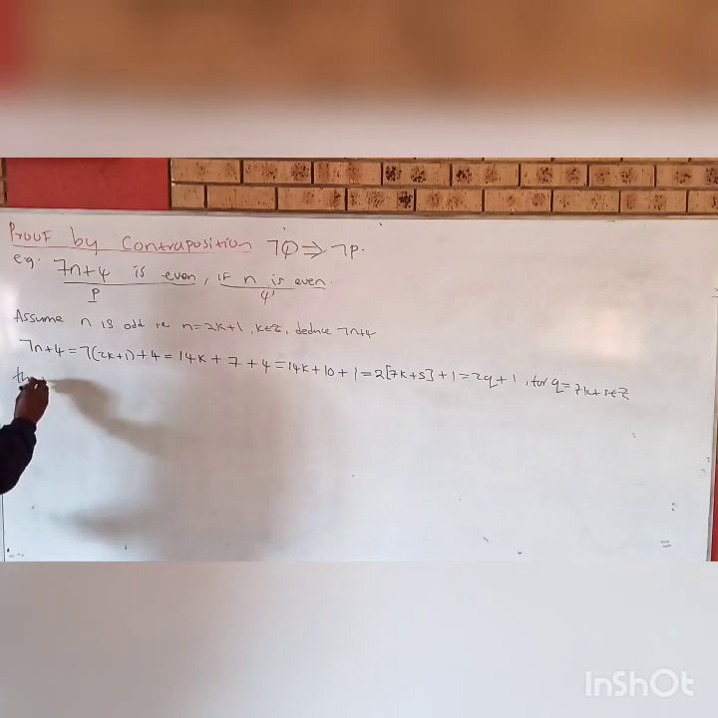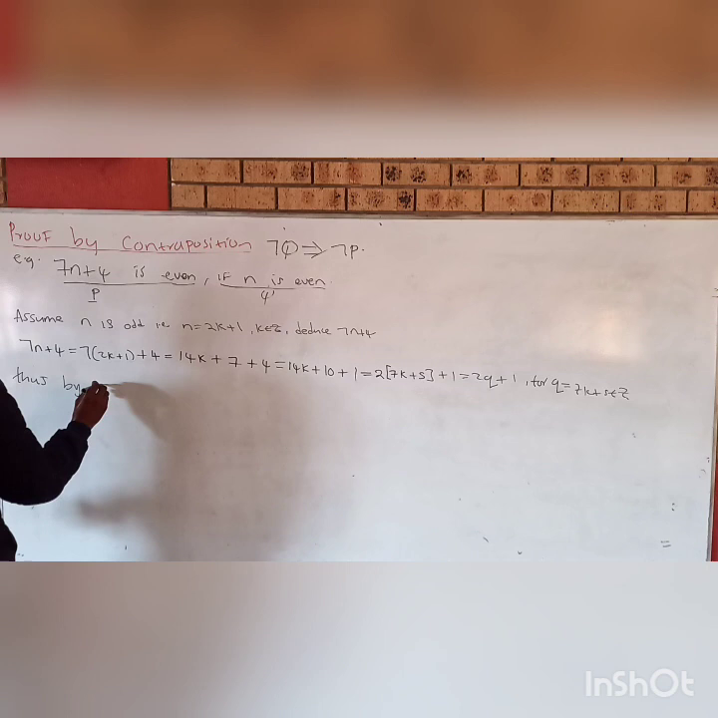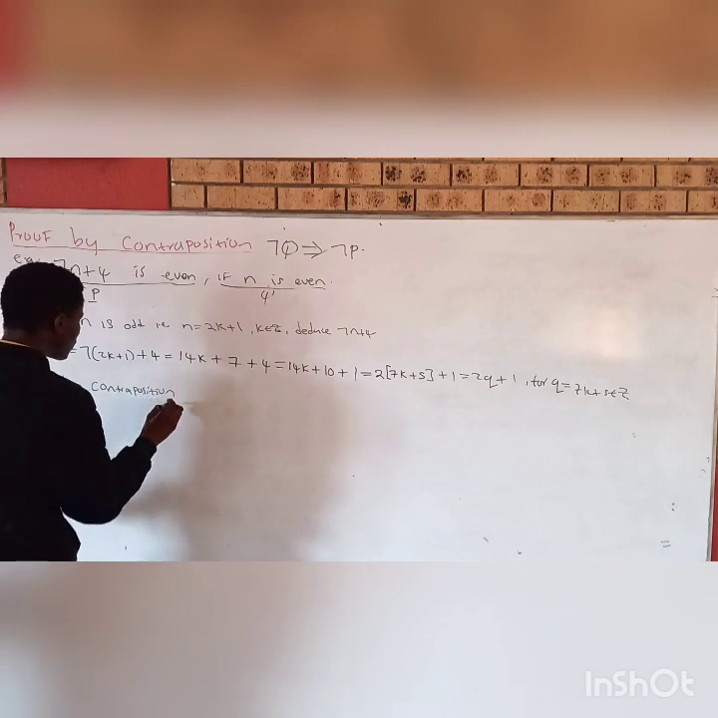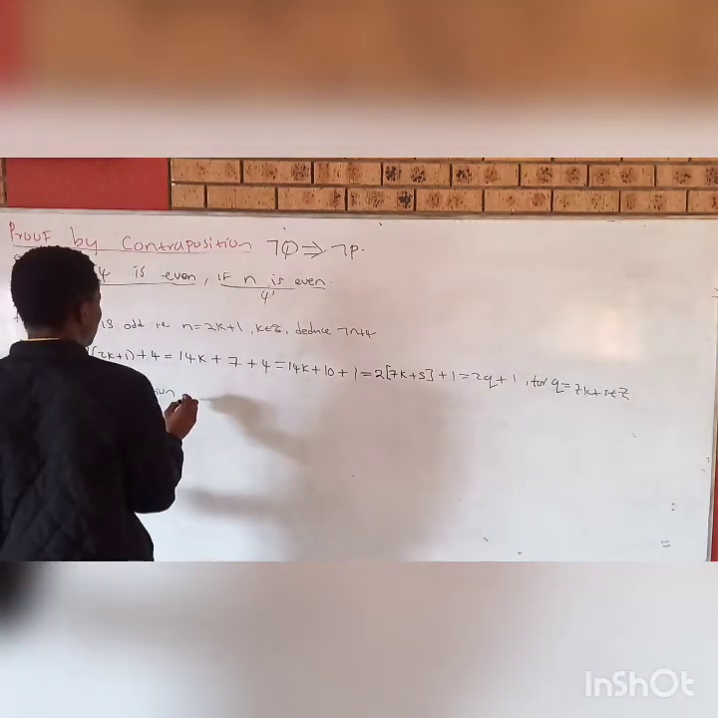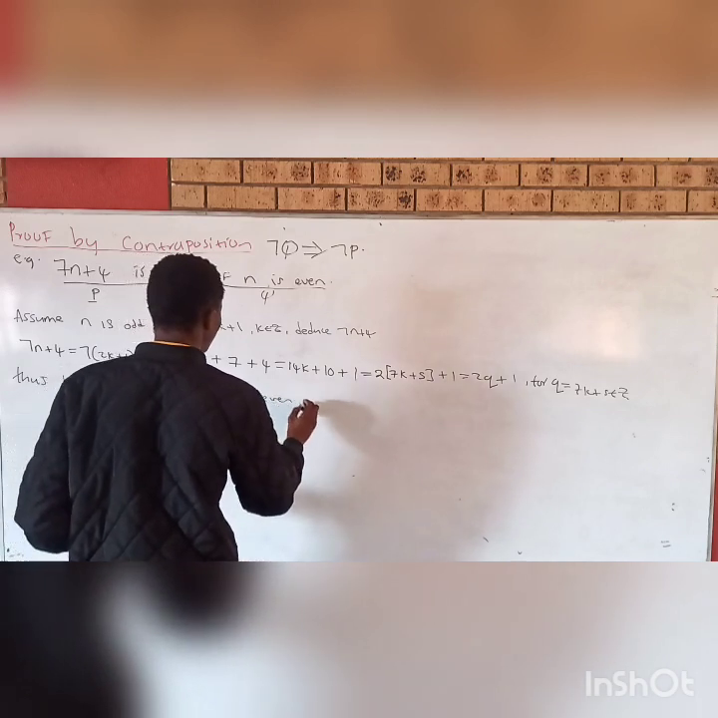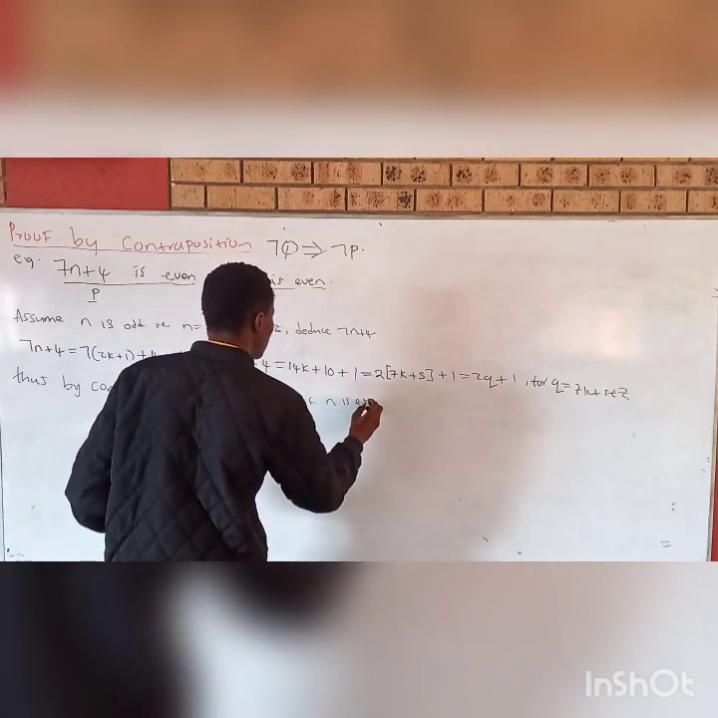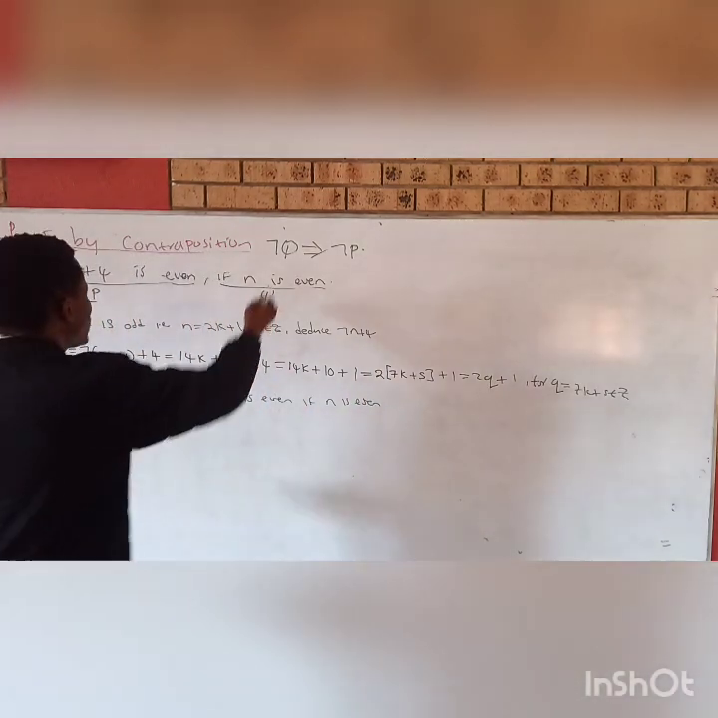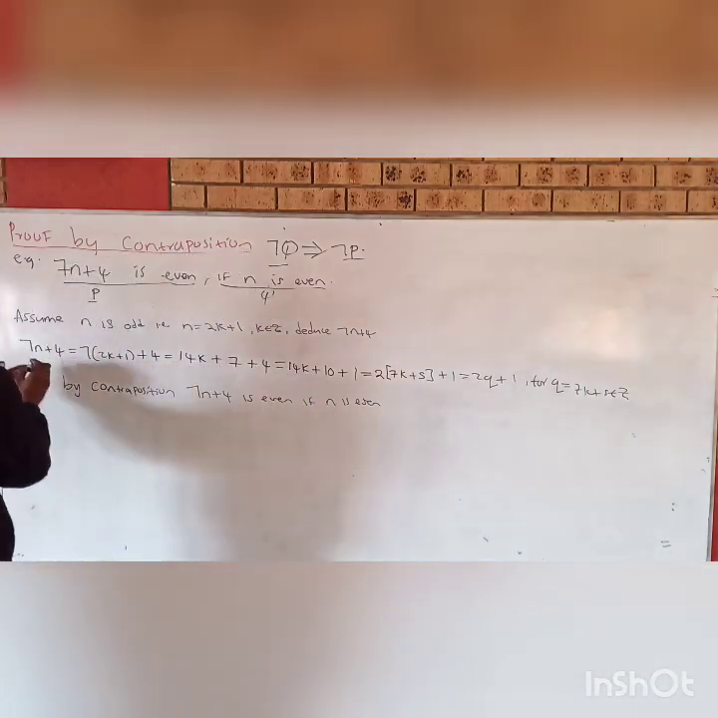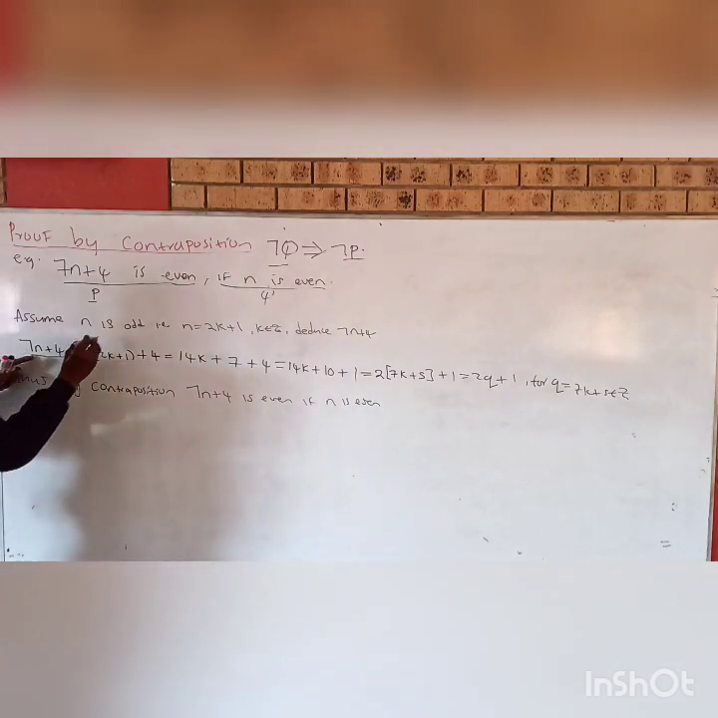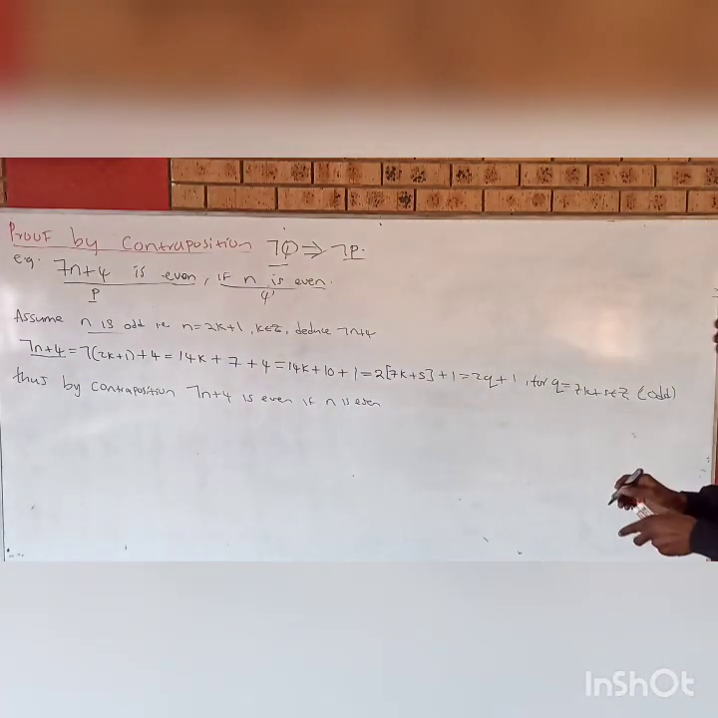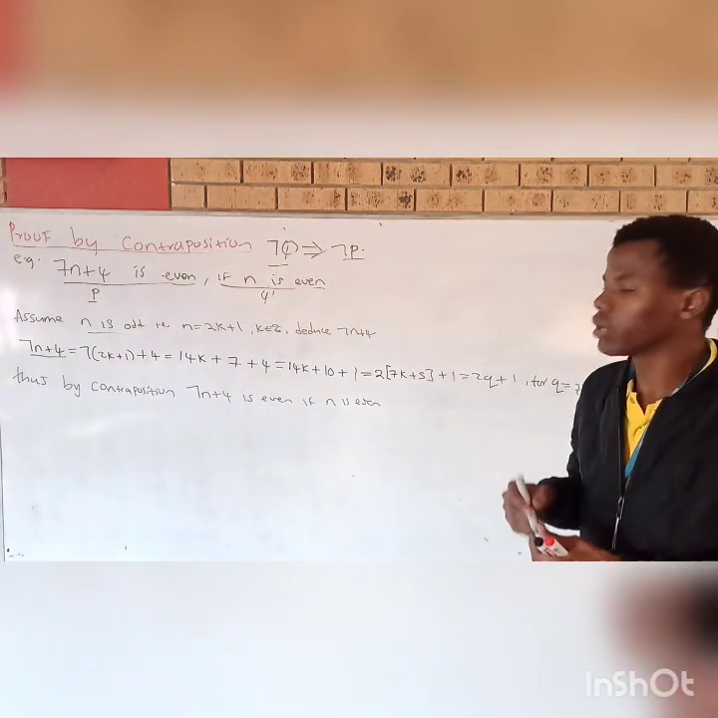Thus, by contraposition, 7n plus 4 is even if n is even. Why? I have shown that not q will imply not p, because I found that 7n plus 4, if n is odd, is also odd. So by contraposition, I can conclude.